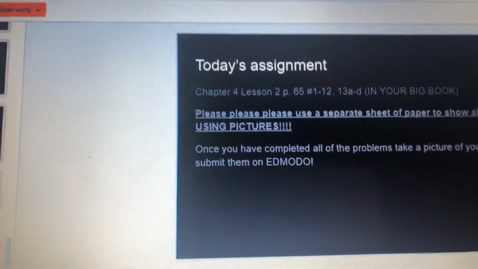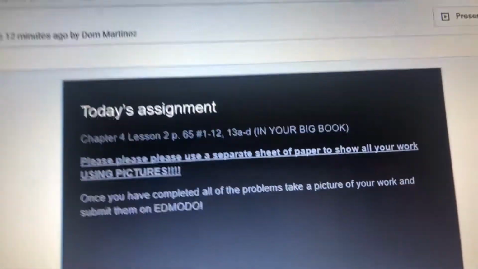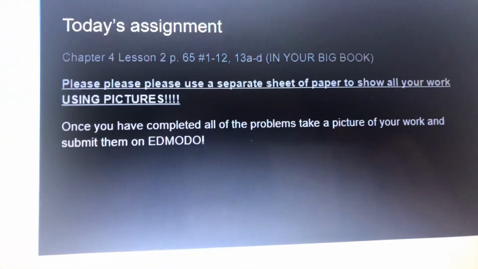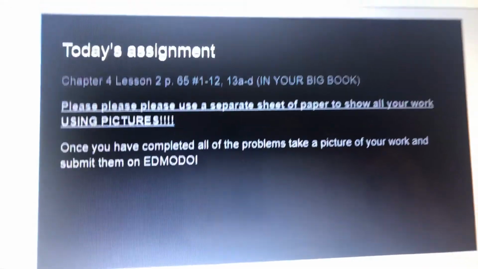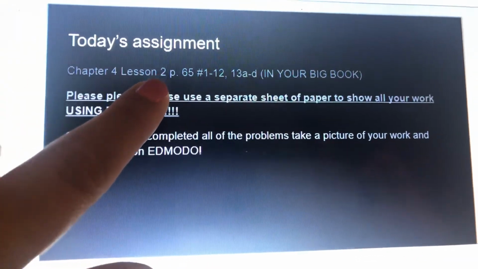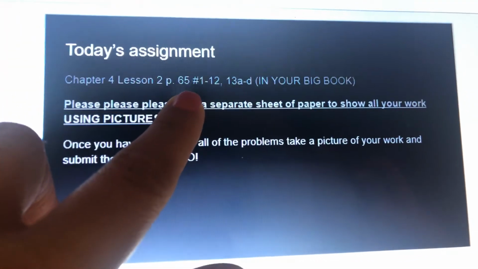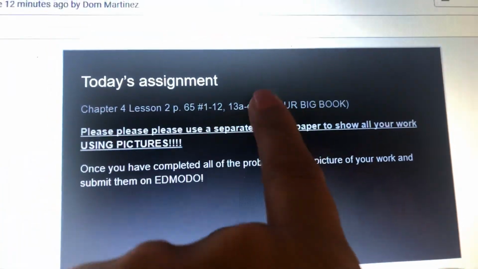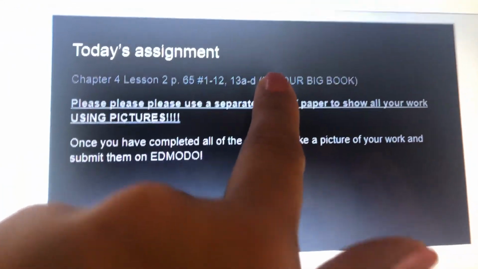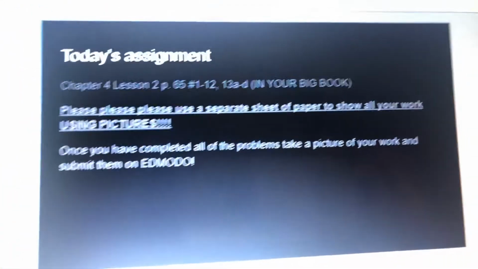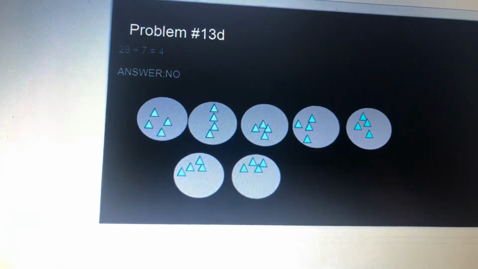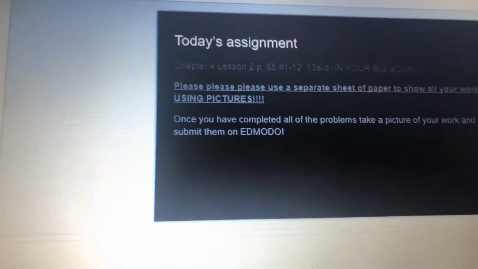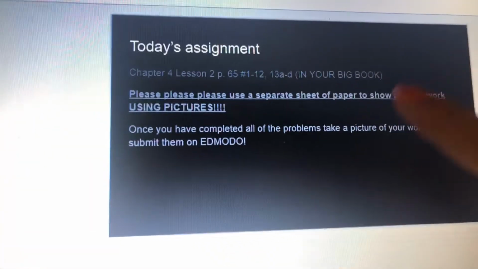Okay, now your next assignment is going to be very similar to what you did yesterday, so last night. This one is chapter 4, lesson 2 again. You're doing it in your practice book, okay? So this should say not in your big book. I will take that out. My fault. I did not put that in. So your assignment will be changed on here.